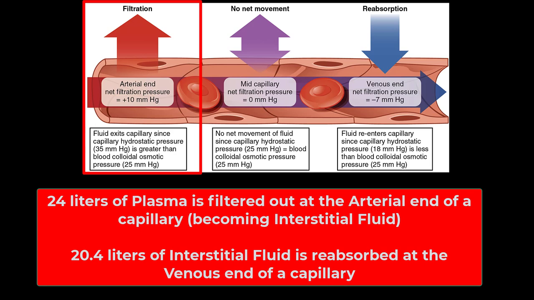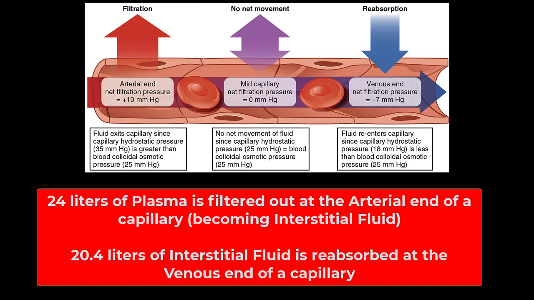What we're looking at is, on the left-hand side, the arterial side of a capillary, its primary job is filtration. That's because there's enough pressure coming through here that it can filter out liquid. It's called capillary hydrostatic pressure. There's enough hydrostatic pressure flowing through this capillary that it's going to squeeze or push fluid out of the arterial end of a capillary. So that's why you see that net filtration pressure is a positive number. It's filtering fluid out. It's going to filter out about 24 liters of fluid a day, and that fluid becomes interstitial fluid, the fluid between your cells. It bathes your cells with nutrients and oxygen and the like, right? So that's what's happening on the left-hand side.